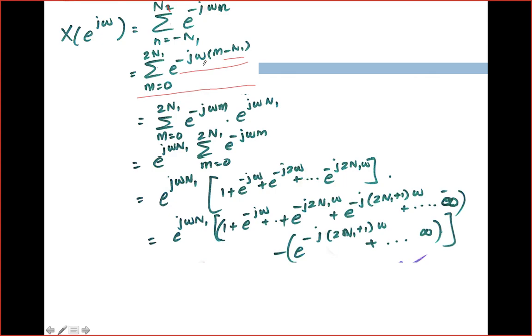For this particular case, when I am separating this e power j omega equation, I will get e power minus j omega m into e power j omega n1. So this term is constant one, I am going to take outside. I have taken this e power j omega n1 outside, and the remaining one is summation m is equal to 0 to 2n1 e power minus j omega m. And we need to find out the solution for this equation.